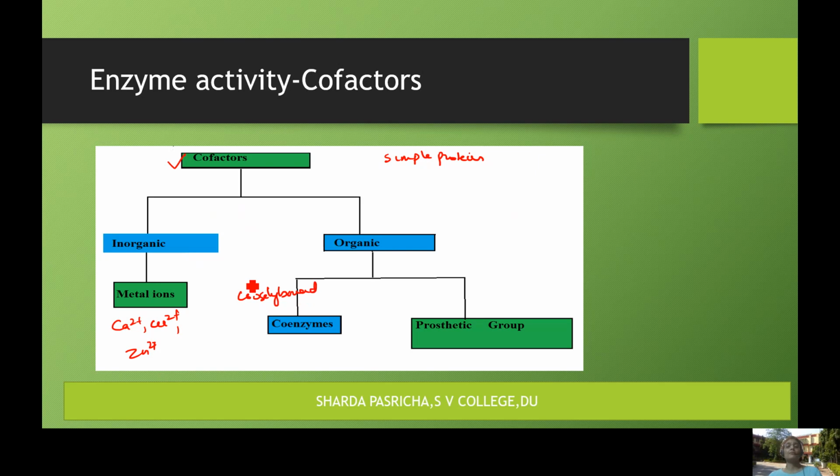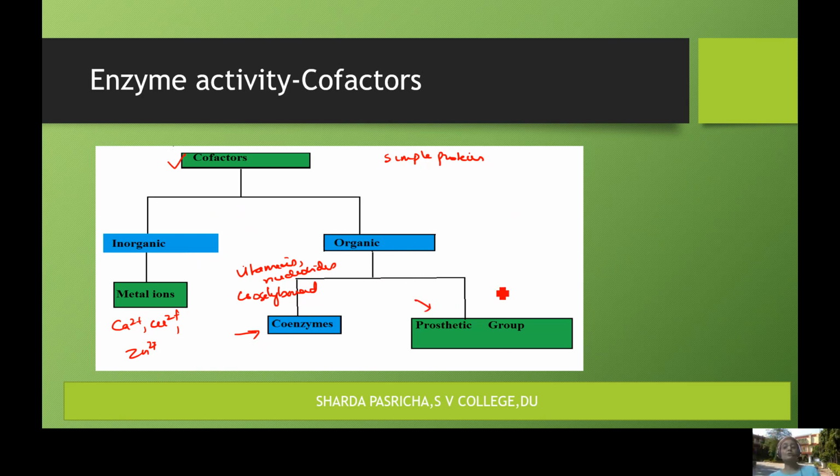Molecules like vitamins, molecules like nucleotides, they are loosely bound to the enzyme surface. They are called coenzymes. These coenzymes come and bind to the enzyme when the catalyzed reaction has to take place. And after the catalyzed reaction is over, these coenzymes will leave the enzyme surface.